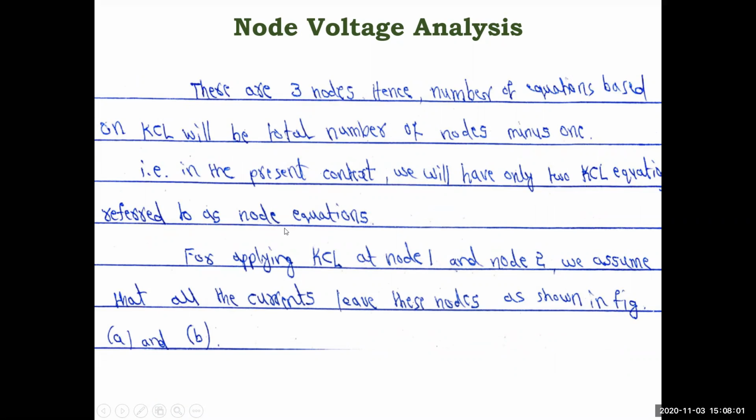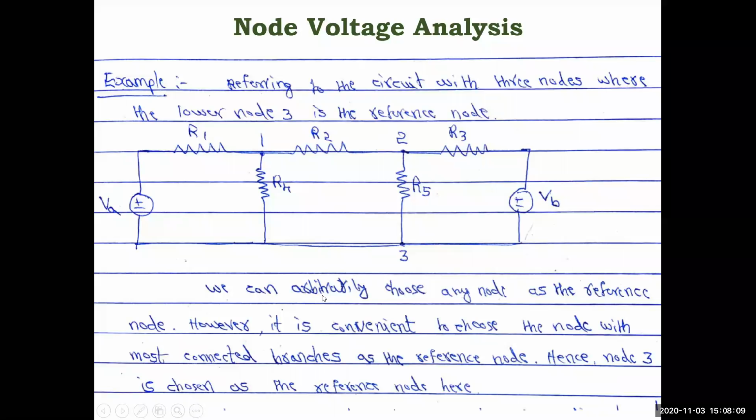For applying KCL at node 1 and node 2, we assume that all the currents leave these nodes as shown in the figure. Because it is not a given problem here, just an example, we need to assume the current direction, so we'll consider that all the currents are leaving the node. From node 1 they are leaving, so that is the assumption we'll make and apply. Similarly here they are leaving the junction. These are the assumptions we'll make, and we'll try to write the equations now. The general equations will also be shown next.